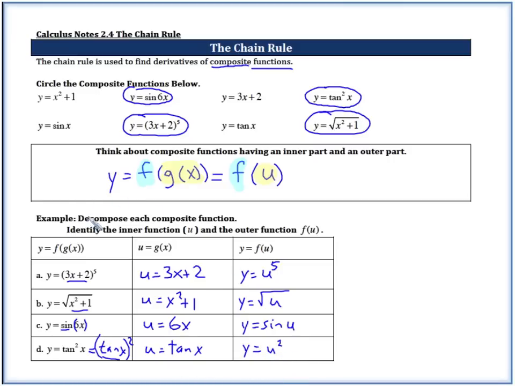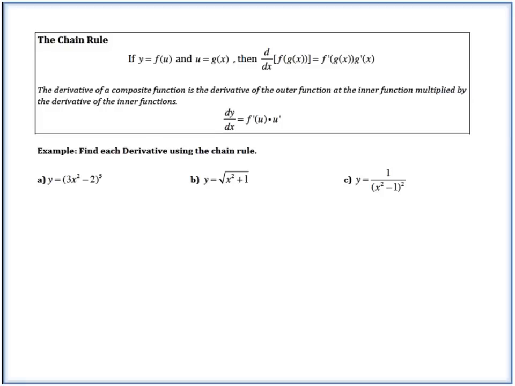Now you'll notice by decomposing these composite functions, they become a lot more simple. These functions are easy to look at, and you could find the derivative of all of these. So that's the first step in using the chain rule, to identify the inner and the outer functions. And here is the chain rule.